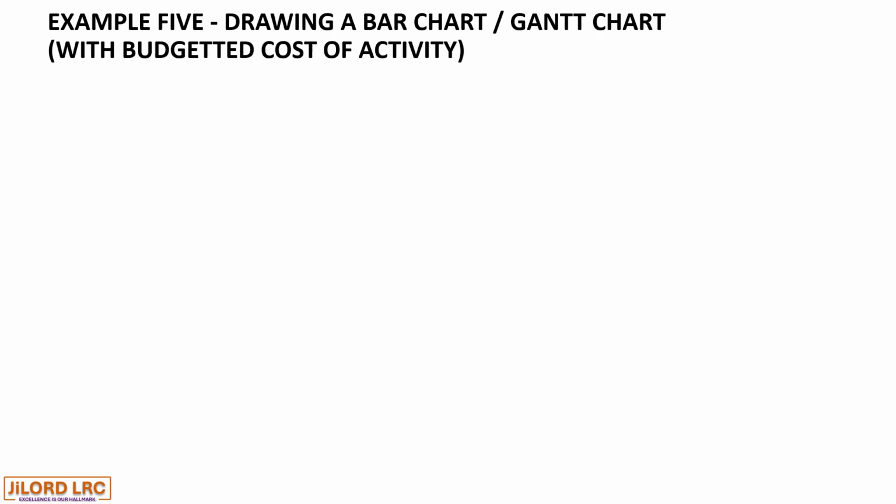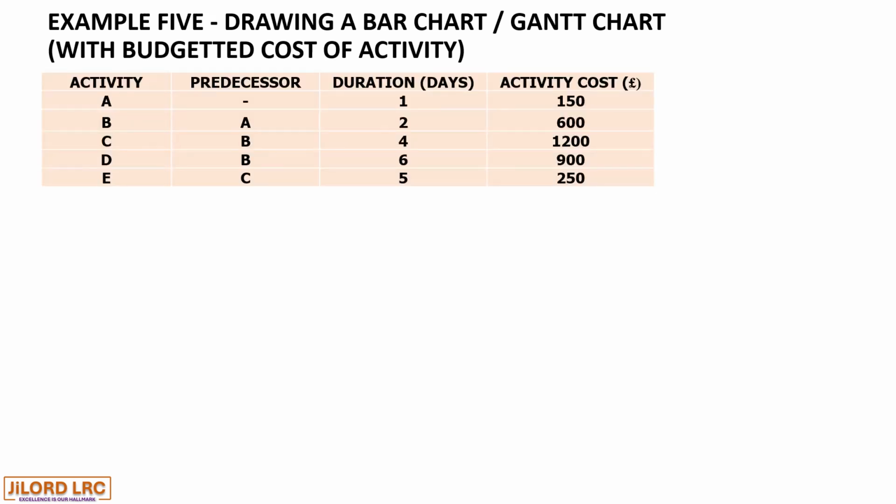Let us consider another example, example 5, drawing a bar chart or a Gantt chart with budgeted cost of activity. We are again presented with this information, but in this example, an additional column has been added, which is the total cost of the activity for the duration of the project.